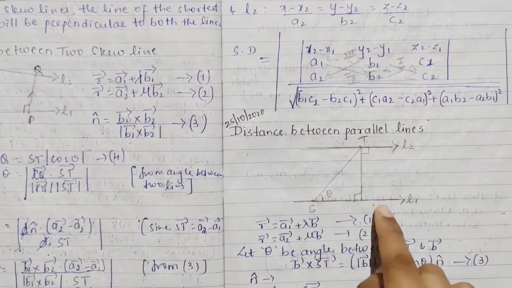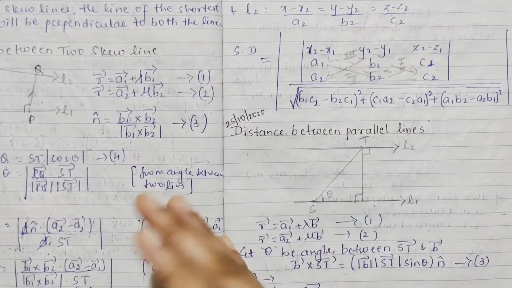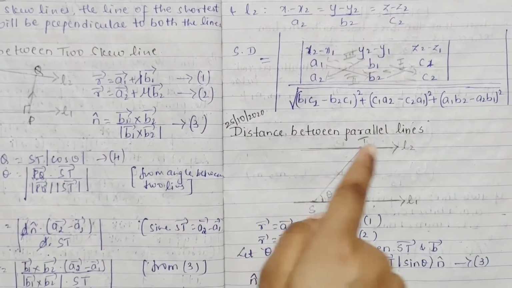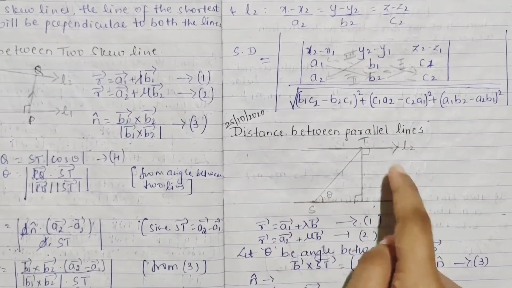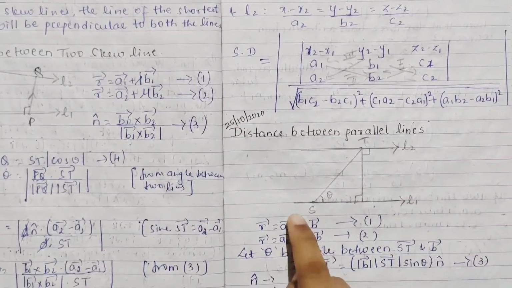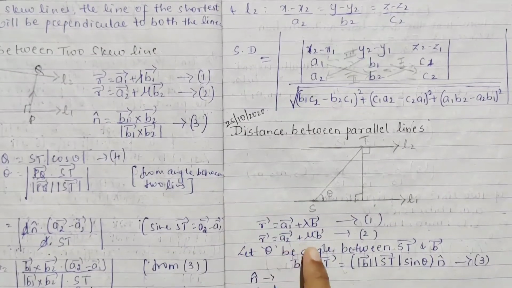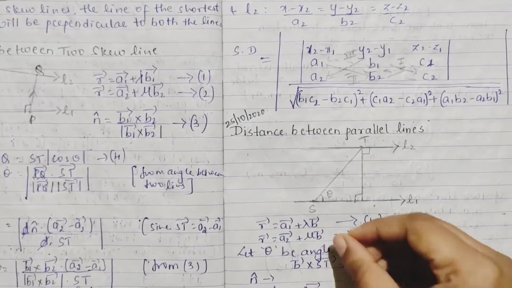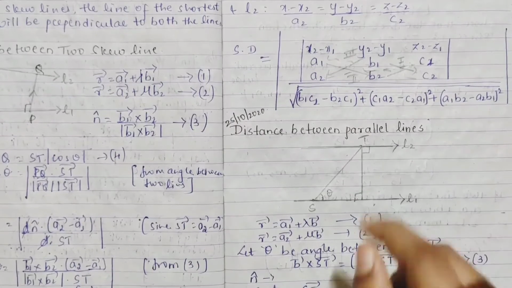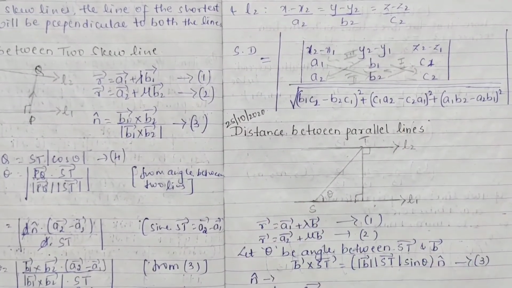Parallel means you know. Skew lines I have made you understand: neither are they parallel nor do they intersect each other. Now parallel lines, they are parallel to each other, so their angles will be similar. So as usual we are taking two lines, r is equal to a1 plus lambda vector b, and vector r is equal to a2 plus mu b. Here you see vector b will be the same, as these are parallel lines, so the direction vector b will be the same for both.